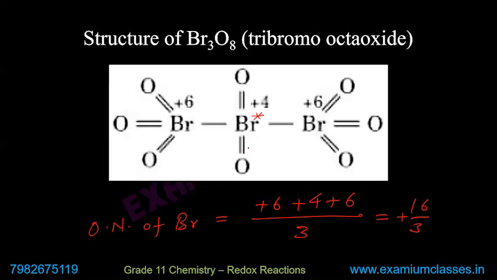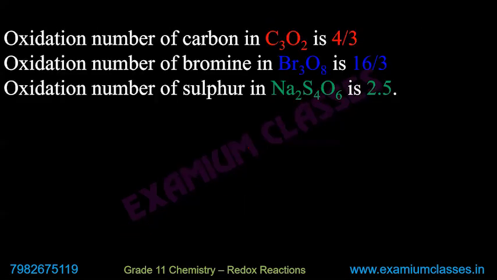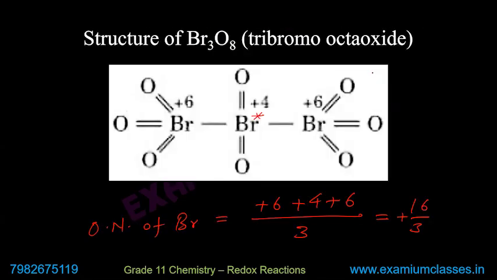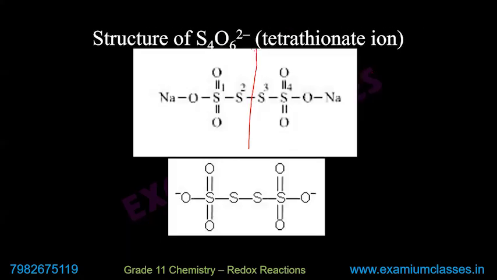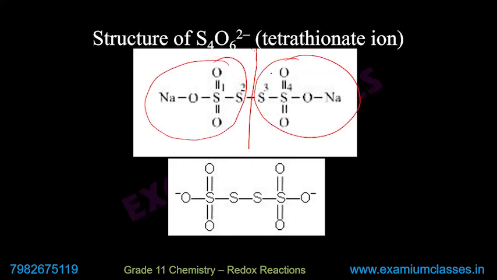Okay, and what we are going to do is see why, in sodium tetrathionate, sulfur shows the oxidation state of 2.5. Now see, if you draw the line of symmetry, the left hand side and right hand side are the same.